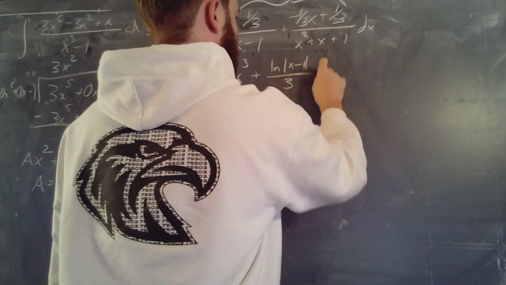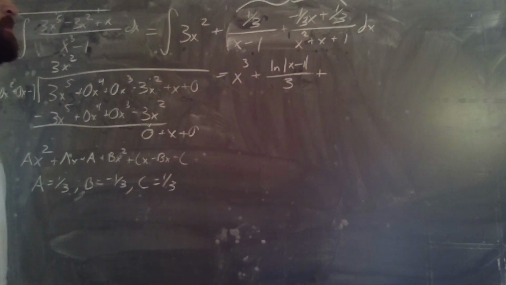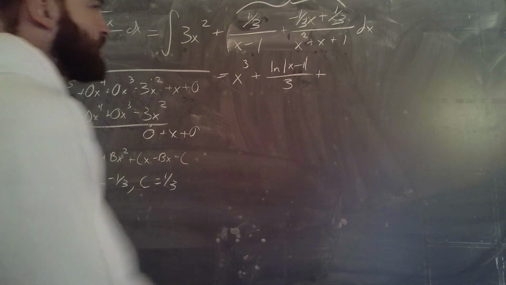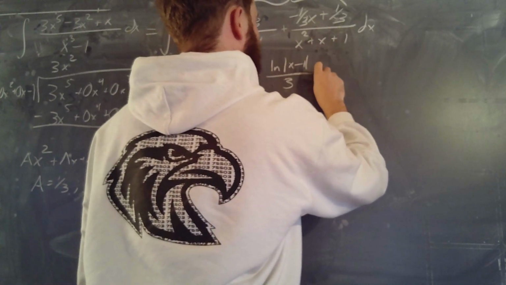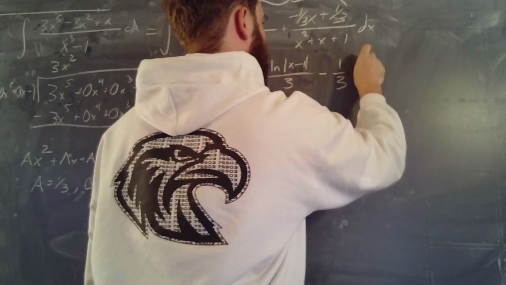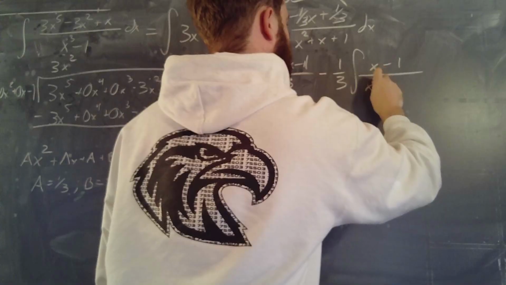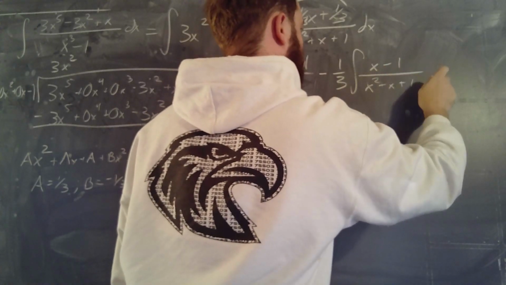So then we have this thing over here. And I don't like the negative in particular in front of the x term in the numerator. So I'm actually going to factor out negative 1/3 as a constant multiple, which means we have minus 1/3 the integral of x minus 1 over x squared plus x plus 1 dx.